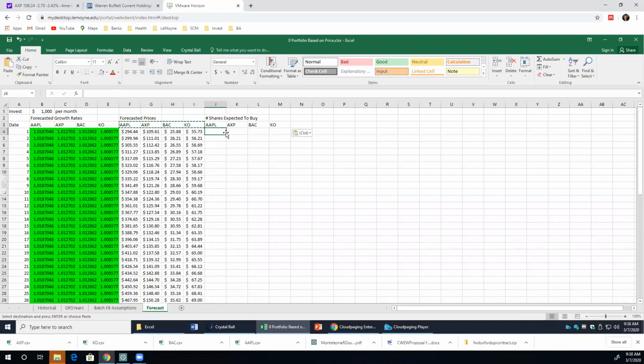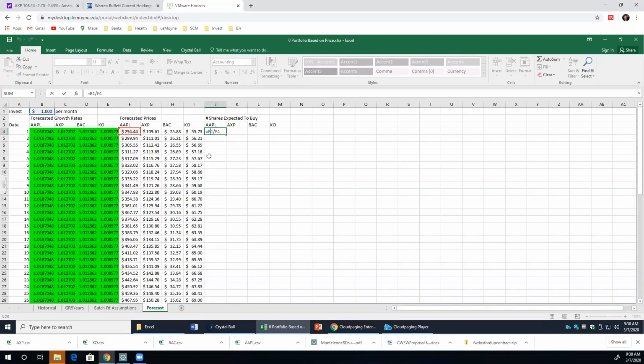So if I invest $1,000 every month, basically I can buy 1,000 divided by the current price of Apple, which is 3.39 shares. Again, I will assume that I can buy partial shares in today's environment. That's possible. I don't need to buy 3 or 4. I can buy 3.4.